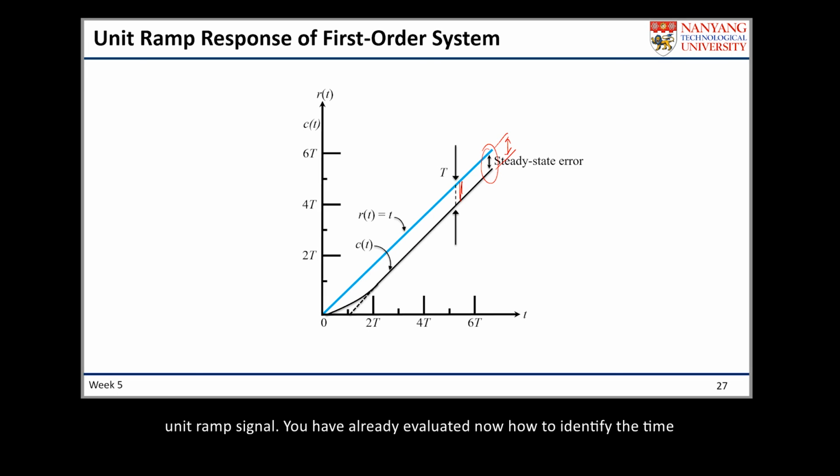So you have already evaluated now how to identify the time constant of a first order system using 3 different test signals. The first one is the step signal. We did it also for the impulse signal, and this one we did using a ramp signal.